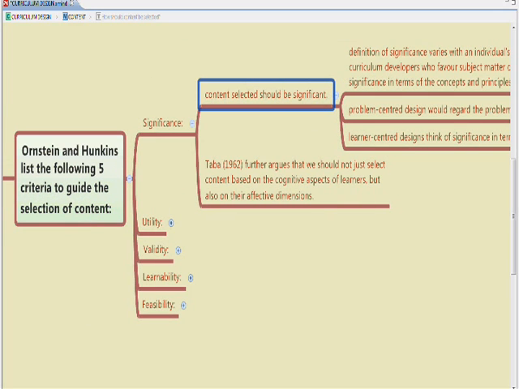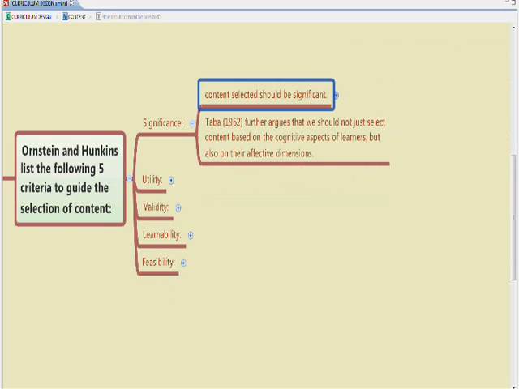So then you have Taba, a very classical scholar in curriculum design, who further argues that we should not just select content based on the cognitive aspect of learners, but also the affective dimension. Now, this is really important. I think the saddest part of many modern schooling systems is that we have completely silenced the affective domain. Okay, I will cover this later.